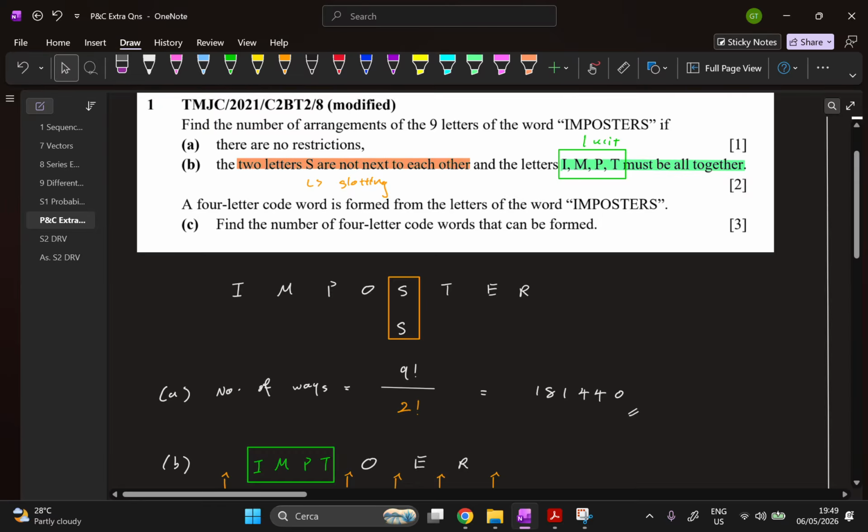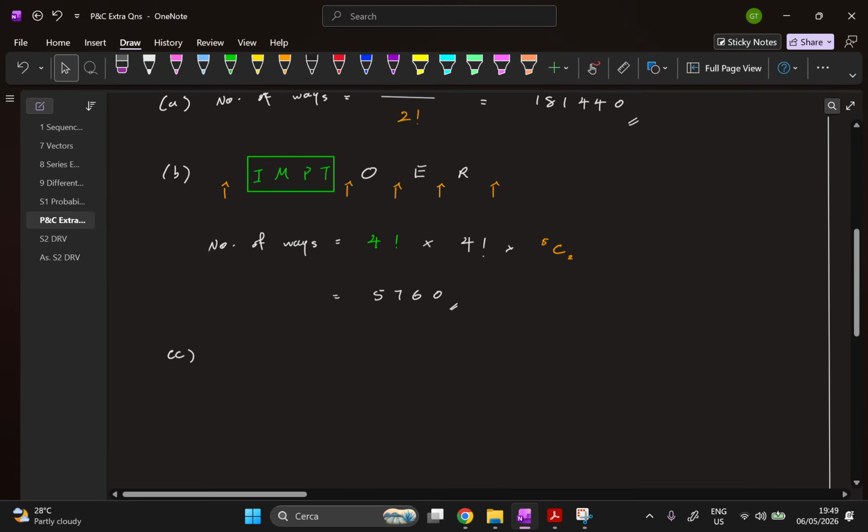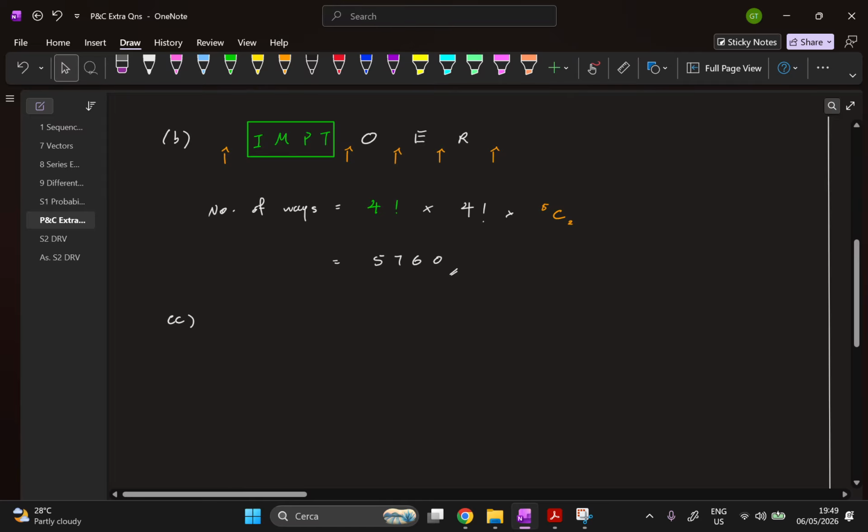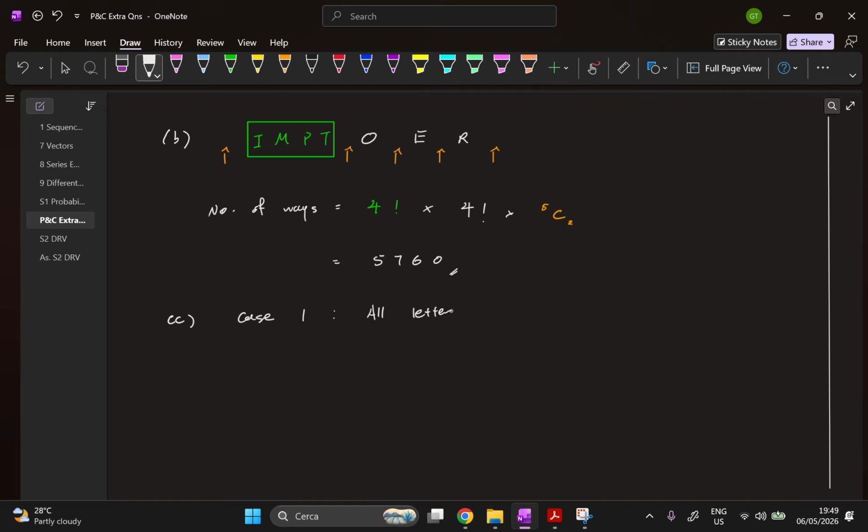One letter is repeated only twice. So I only need to consider 2 particular cases. One is that all the letters are different. So let us say case 1, all letters are different. And do note that case 1 includes the possible case where one of the 2 S's is chosen. It is okay as long as all the letters are still different.